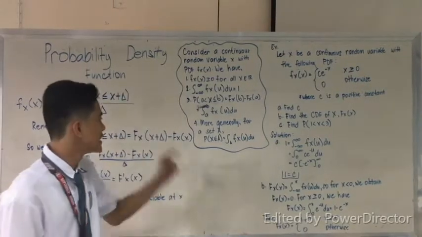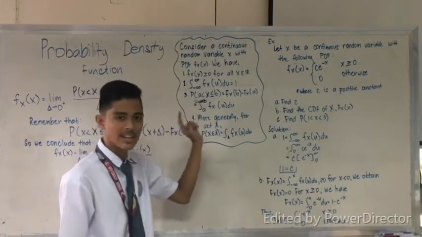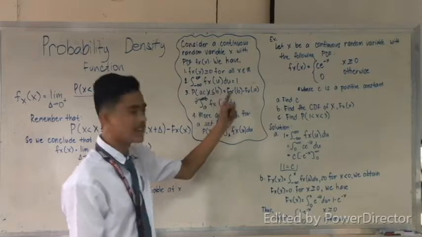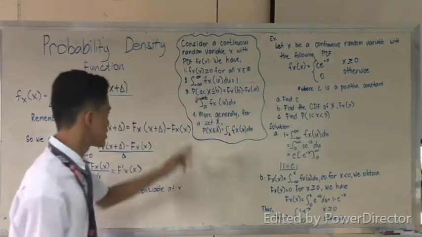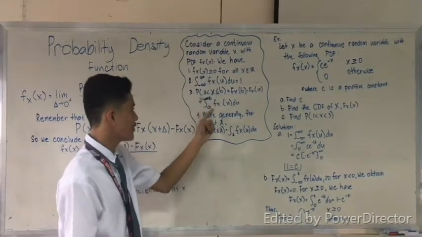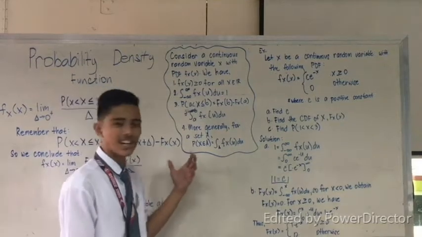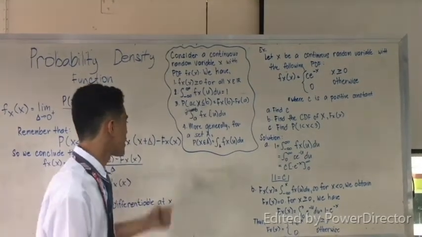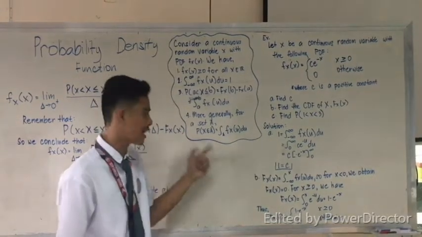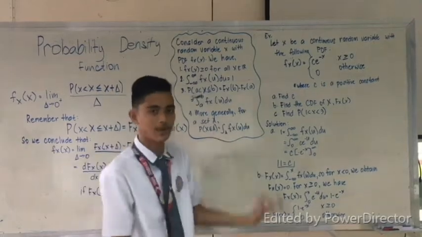Number three, the probability of x greater than a but less than or equal to b is equal to F(b) minus F(a), which equals the integral from a to b of f(x) du. More generally, for a set A, the probability of x being an element of A is equal to the integral over A of f(x) du.